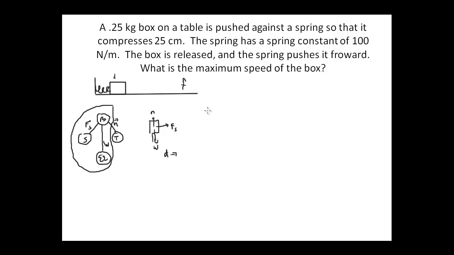Is there a height change involved? No. Is there a spring involved? Yes. And is there an outside object doing work on the box? The answer would be no. The normal force does not do work on the box because it's perpendicular to the movement. So we end up with this formula here. A change in kinetic energy plus the change in potential due to the spring would be 0.